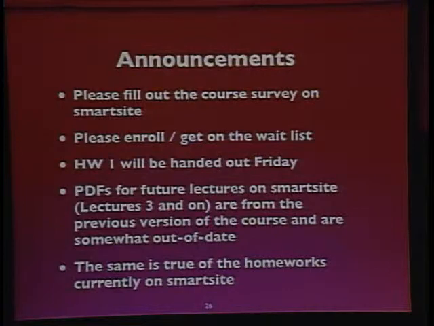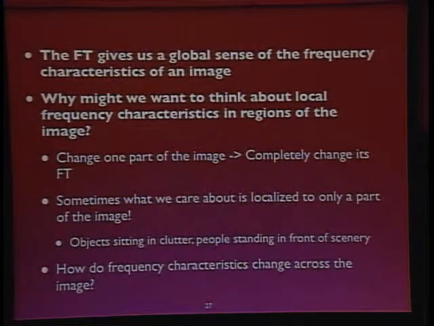Okay, good. Well, very briefly, let's talk about one possible generalization or one possible advance over the Fourier transform. So the Fourier transform gives us a global sense of all the frequency characteristics of the entire image. One way you can think about this is that a sinusoid never stops. Starting from one end of the image, it's going, it's going, it's going, it covers the entire image. So in that sense, each of those sinusoids tells you something about the entire image in some way.